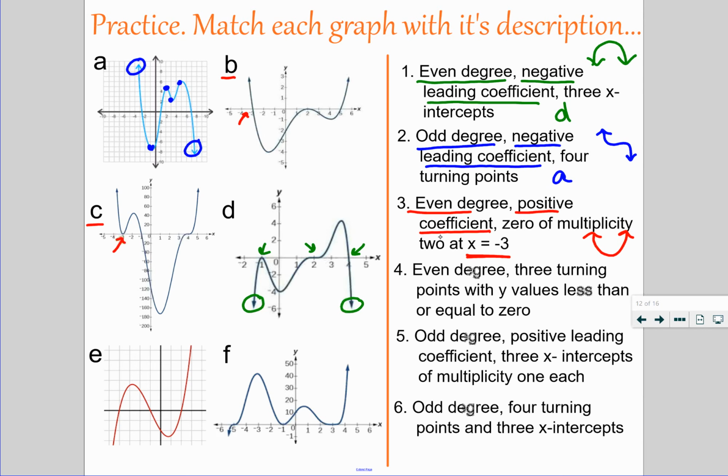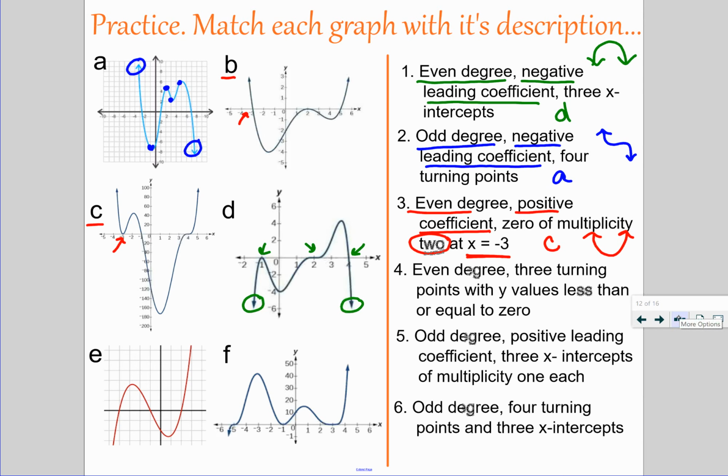We want the one that has a multiplicity of 2, meaning it's even. And remember, even multiplicities turn around. So that narrows it down to graph C. Graph B has an odd multiplicity at negative 3 because it's going through the x-axis at that point.